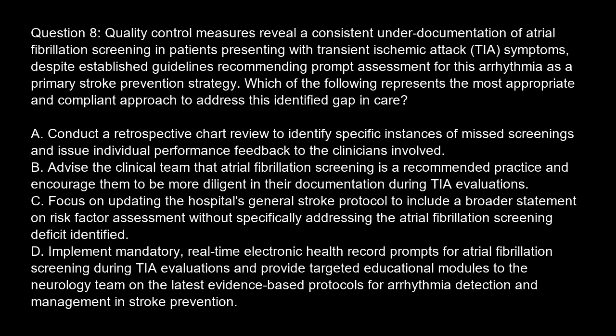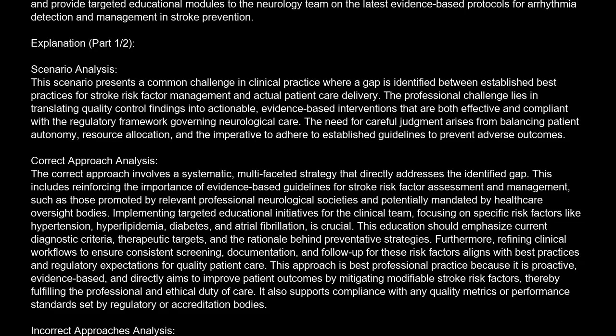Option D. Implement mandatory, real-time electronic health record prompts for atrial fibrillation screening during TIA evaluations, and provide targeted educational modules to the neurology team on the latest evidence-based protocols for arrhythmia detection and management in stroke prevention. The correct answer is D. Implement mandatory, real-time electronic health record prompts for atrial fibrillation screening during TIA evaluations, and provide targeted educational modules to the neurology team on the latest evidence-based protocols for arrhythmia detection and management in stroke prevention.